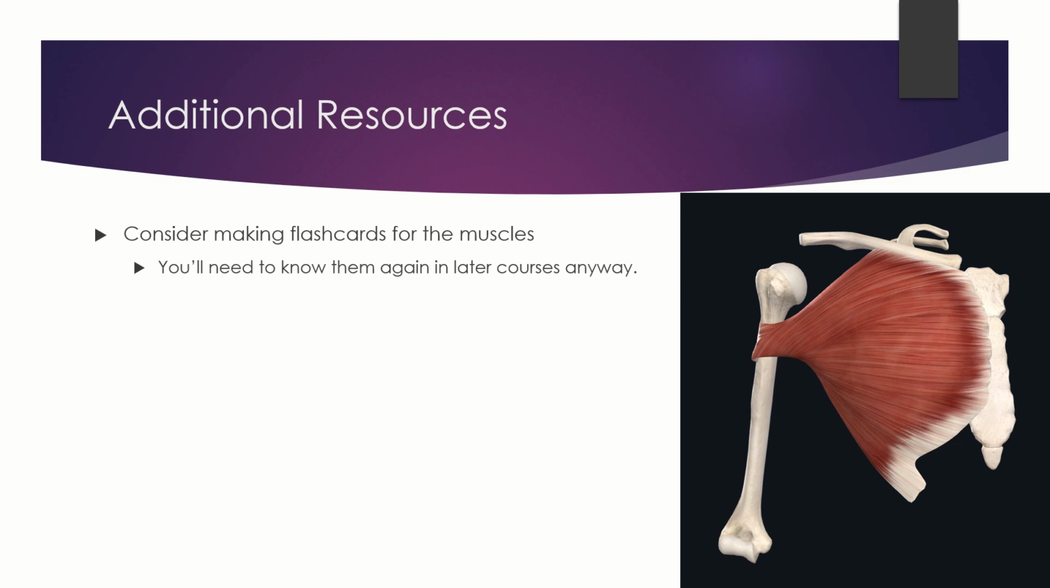What I would do is to print out a picture like this. So this is pec major. Print out a picture of that, stick it on the front of the card, and then on the back have your origin, insertion, action. That way on the front of the flashcard you'll be like, that's pec major or pec minor or whatever, and on the back, origin, insertion, action. So that seems to be a pretty effective way to go about studying.